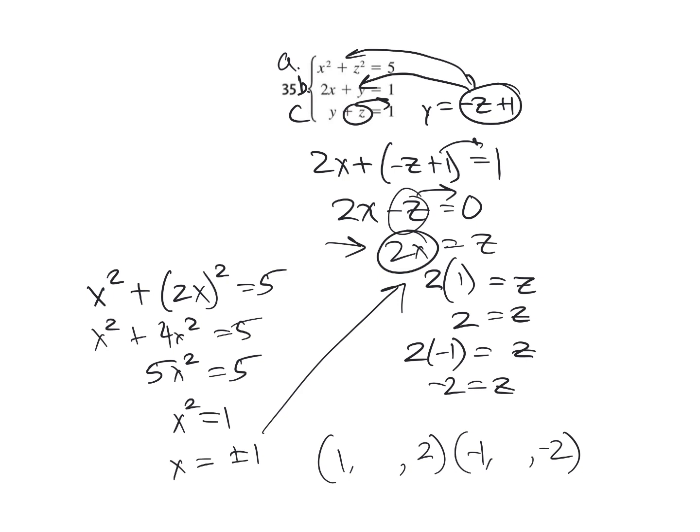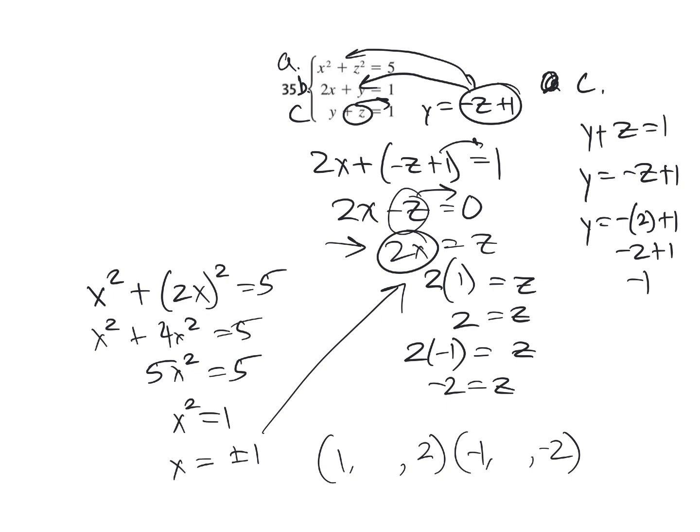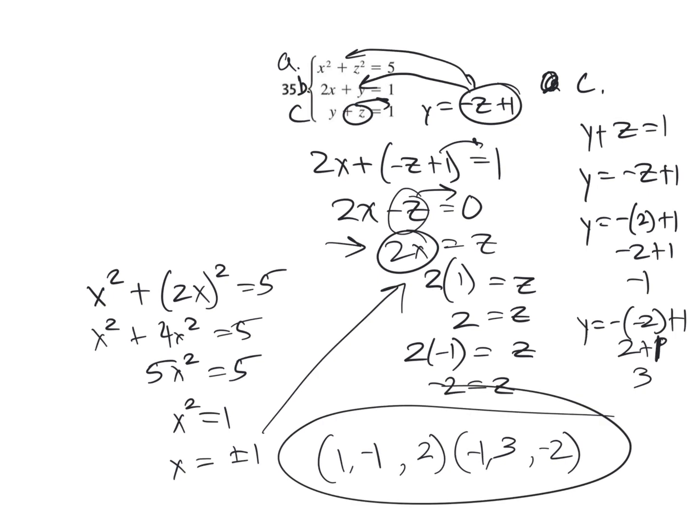Now we got to figure out what y is. Let's use equation C. C is y plus z equals 1. Y equals negative z plus 1. So if z is 2, y is negative 1. If z is negative 2, that's 1, y is 3. And there are your answers for 35.